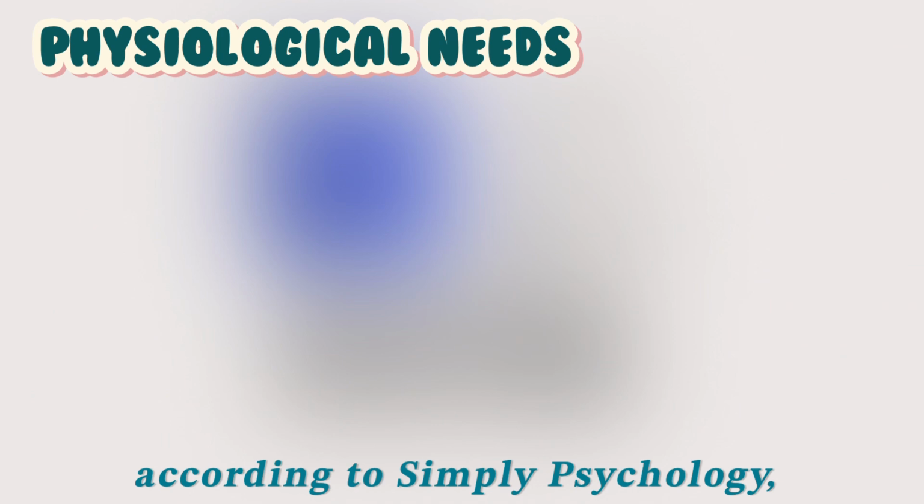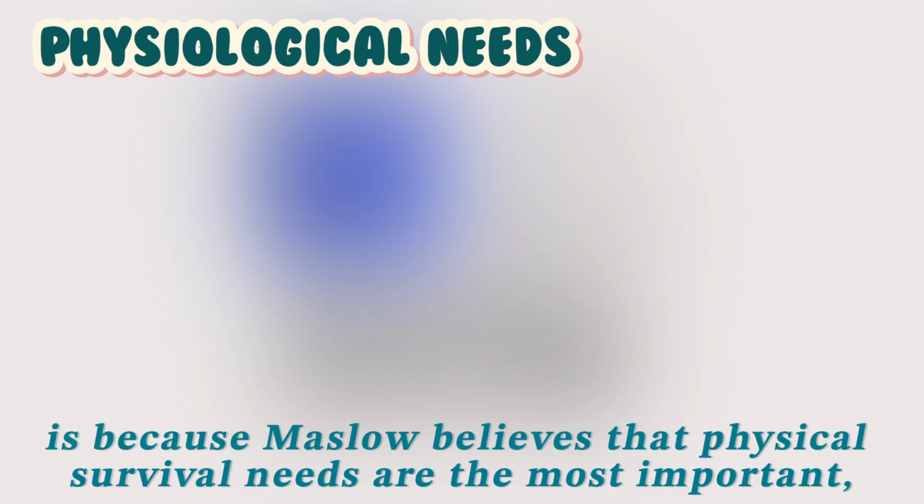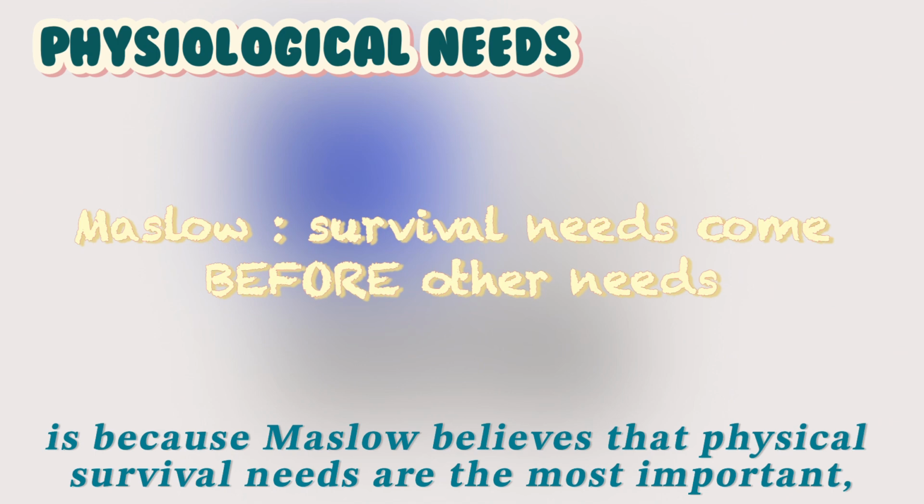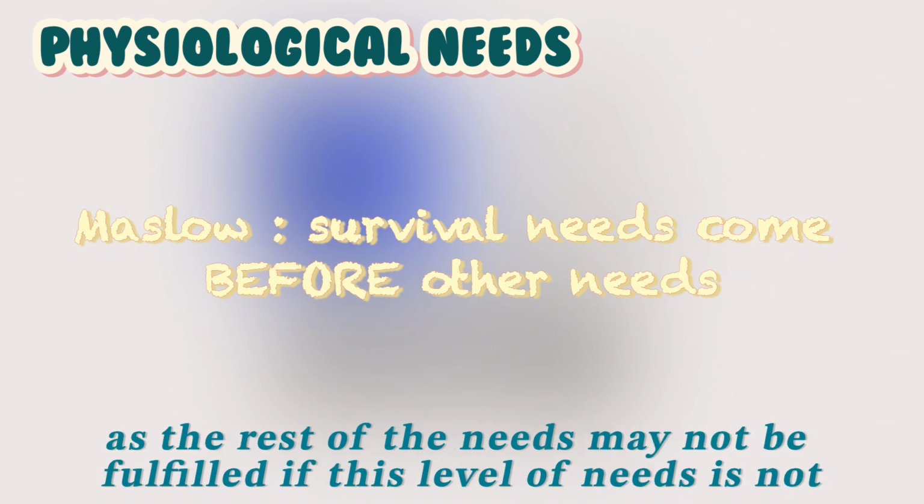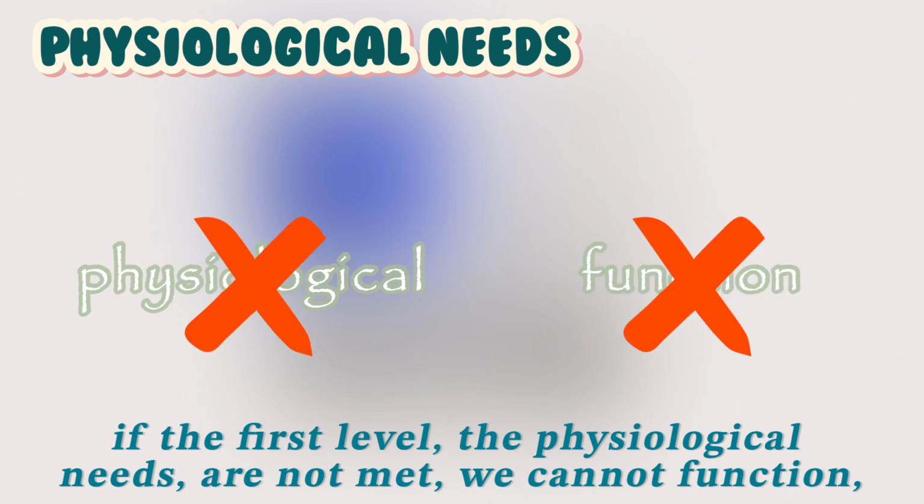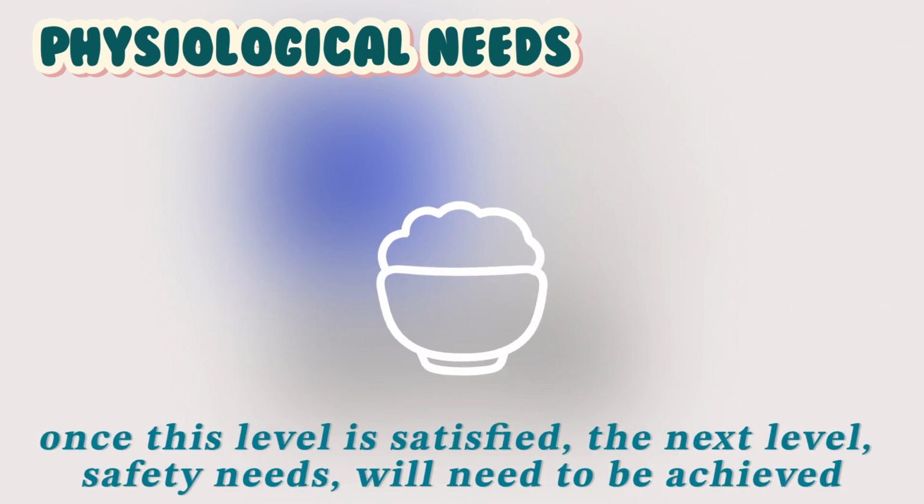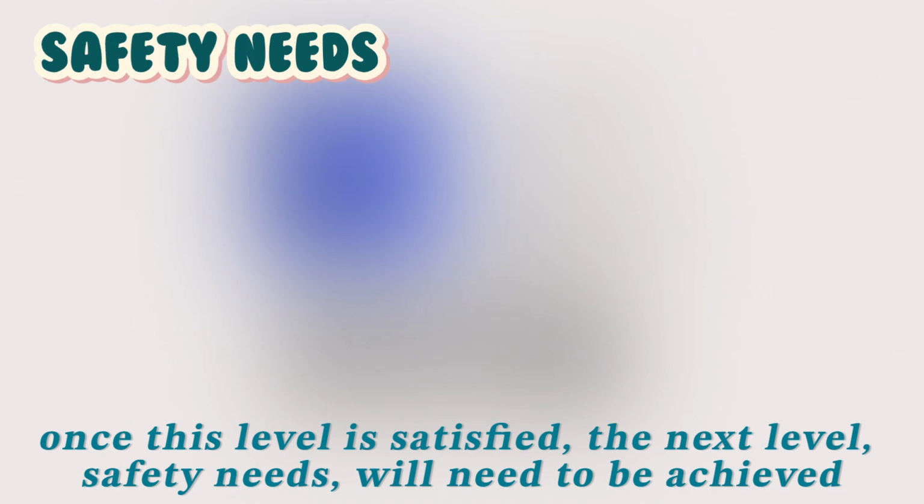According to Simply Psychology, the reason this is at the base of the pyramid is because Maslow believes that physical survival needs are the most important, as the rest of the needs may not be fulfilled if this level of needs is not. If the first level, the physiological needs, are not met, we cannot function. Therefore, we cannot move on in the pyramid. Once this level is satisfied, the next level, safety needs, will need to be achieved.